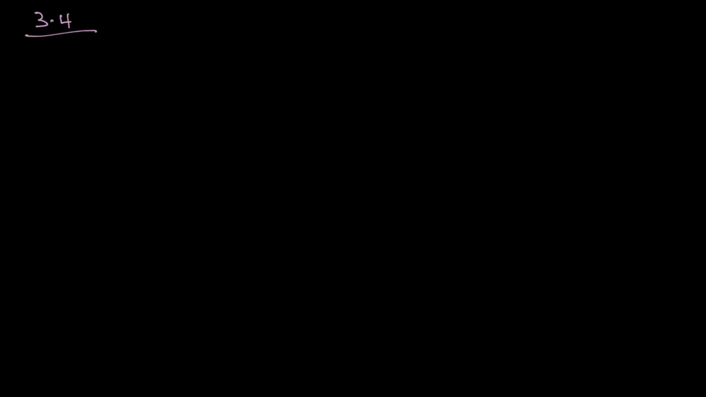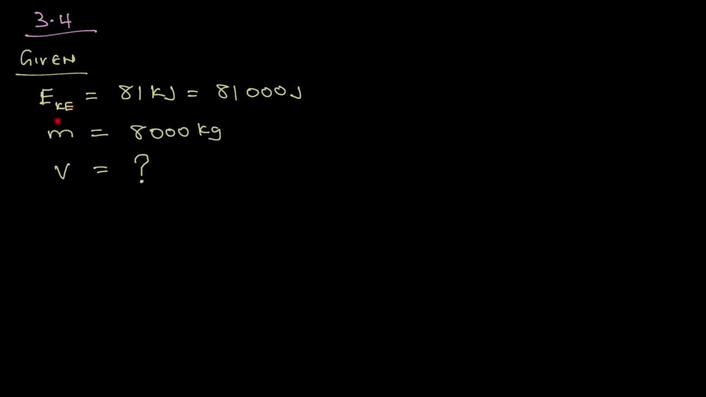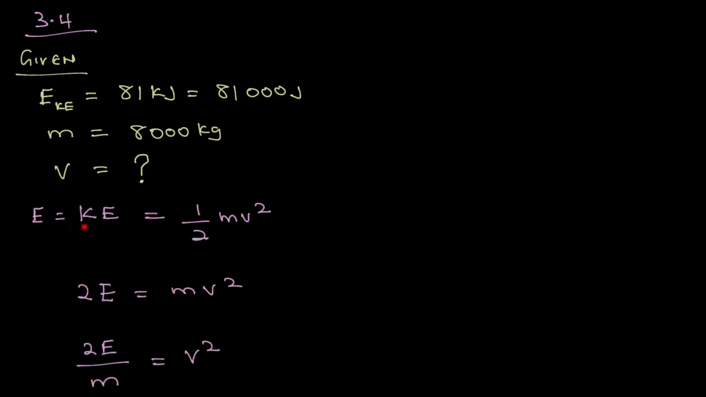Question 3.4. The kinetic energy of the boat is 81 kilojoules and the mass of the boat equals 8,000 kilograms. Calculate the speed of the boat. So we're given kinetic energy, which is 81,000 joules. We're given a mass, 8,000 kilograms. We're looking for speed. So the kinetic energy is 1/2 mv squared. If I multiply both sides by 2, I get 2E, the kinetic energy, equals mv squared. I need to divide both sides by m so that I can cancel that m. So 2E over m equals v squared.